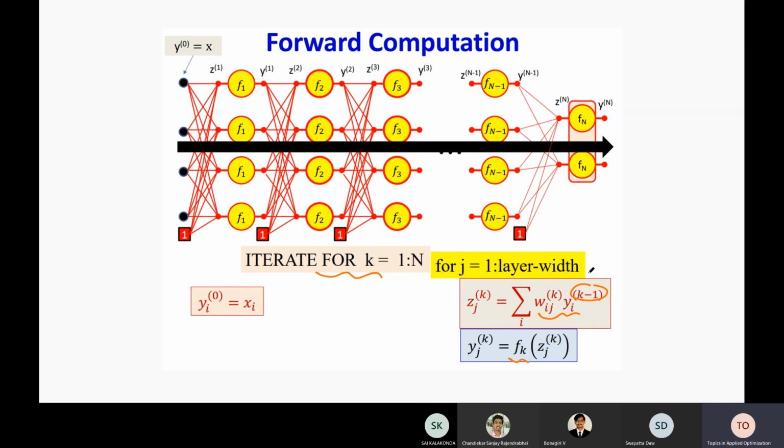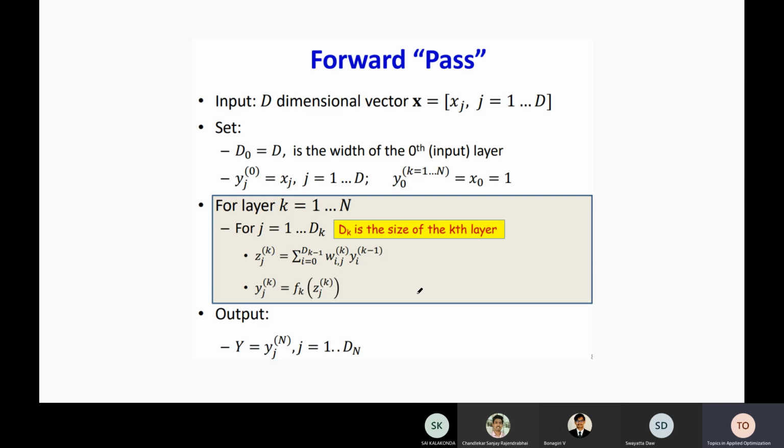Okay, so it's easy to now write this into an algorithm using this for loop. In Python it's just a couple of lines. This is the forward pass algorithm, where you are given the sample j, and this is the for loop you are running. The first for loop is for the number of layers.